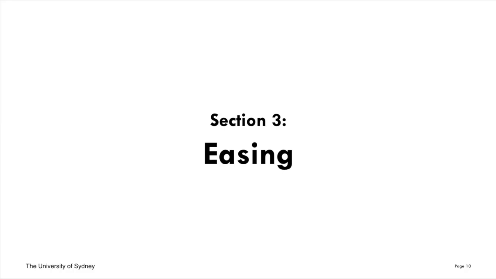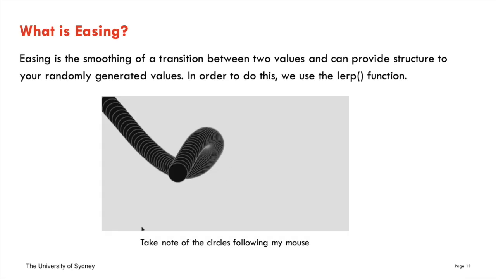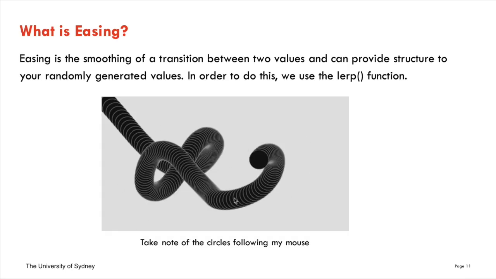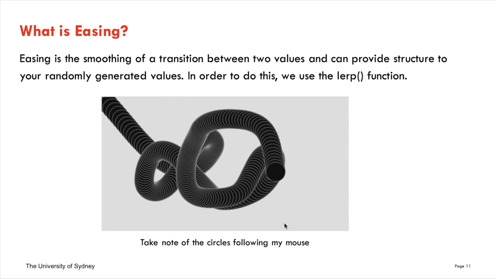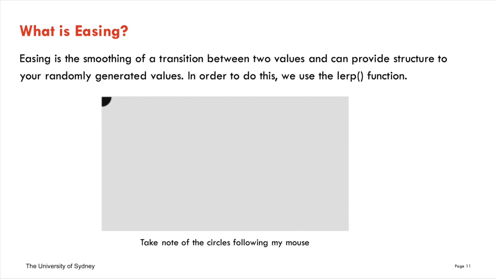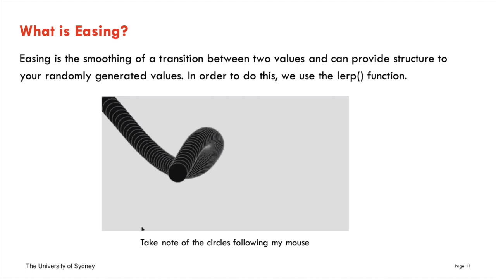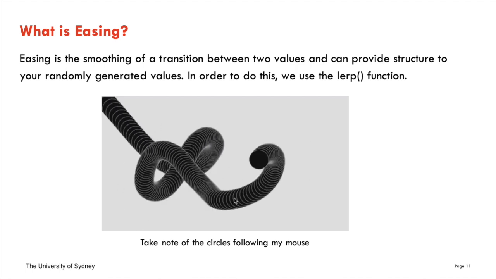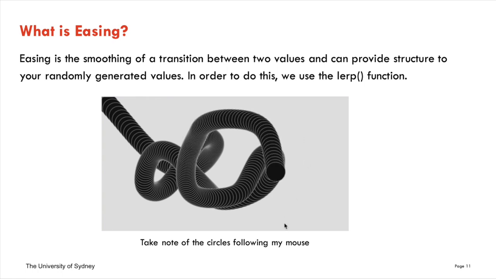Now for our final section of today's tutorial, easing. Easing is the smoothing of a transition between 2 values and can provide structure to your randomly generated values. It allows for animations to move more naturally and realistic. In p5.js, we use the lerp function.